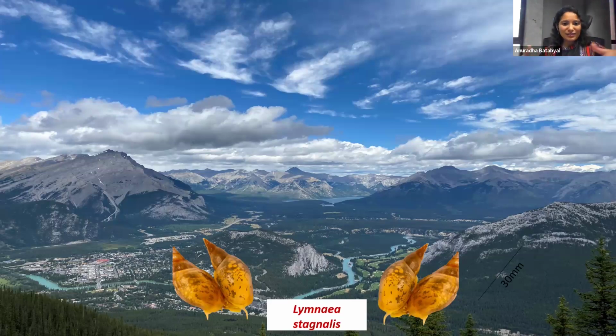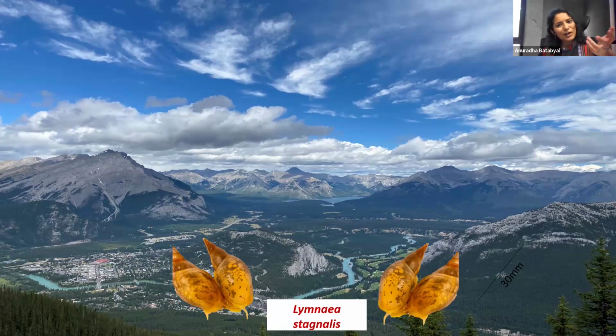But this other thing are just very tiny. These are the snails. They are called pond snails. And this is my postdoc work, which I did in Canada. So this is Alberta. This is the kind of landscape that you would see from the city of Calgary, where I was. These are the Rocky Mountains in Canada. And there are lots of these small lakes or ponds in these mountains where we find these pond snails.